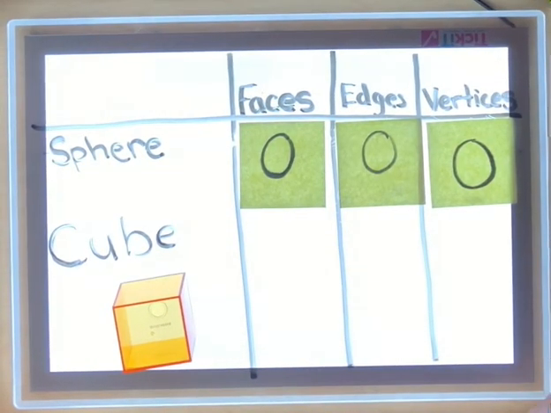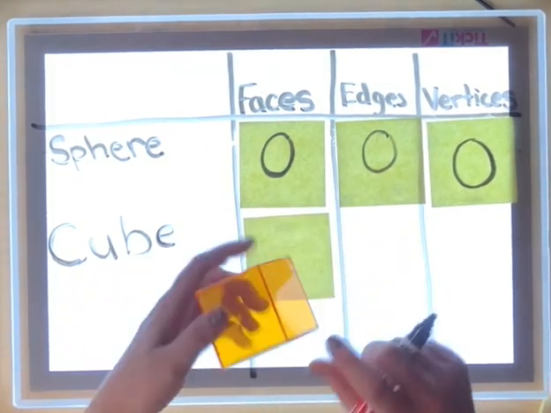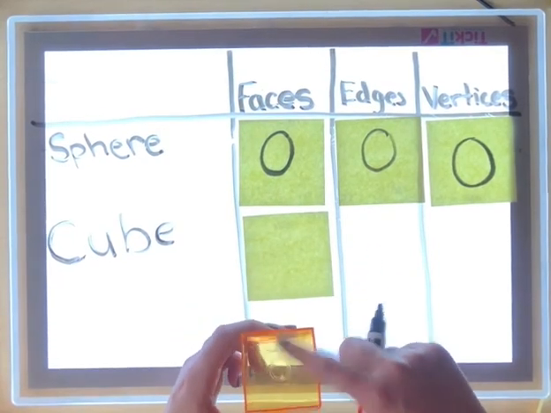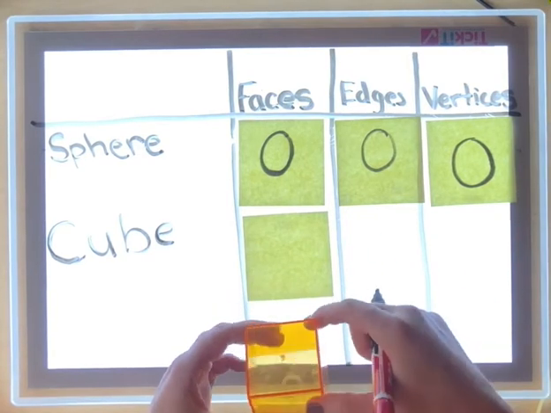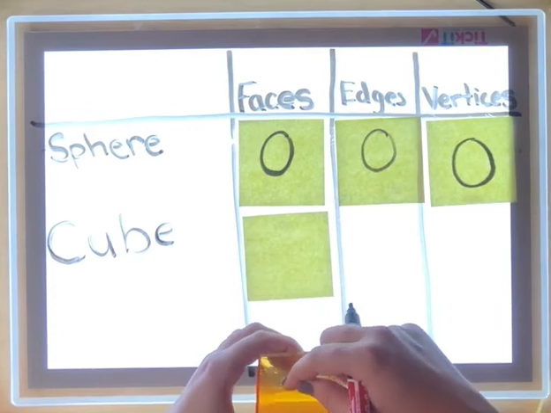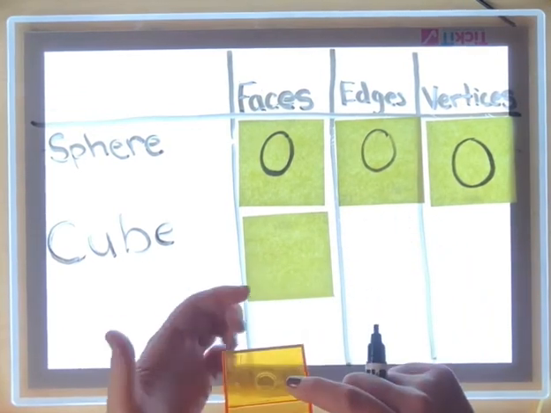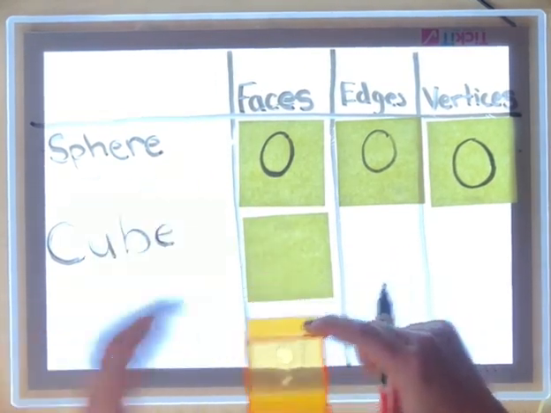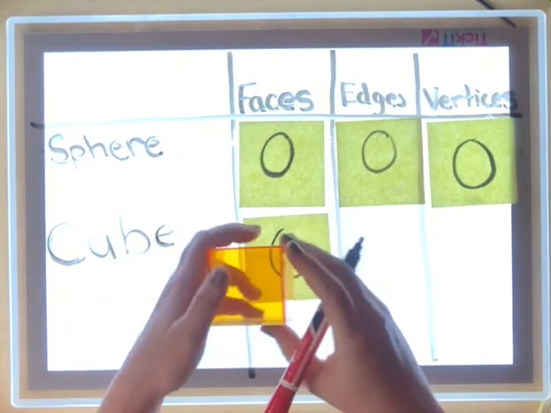It has faces, so we're gonna count them together. We'll write it right there. Let's count. We're gonna start where this little hole is in the mold, okay? 1, 2, 3, 4, 5, 6. See that? There's 1, 2, 3, 4, 5, 6 faces, or 6 sides to a cube.